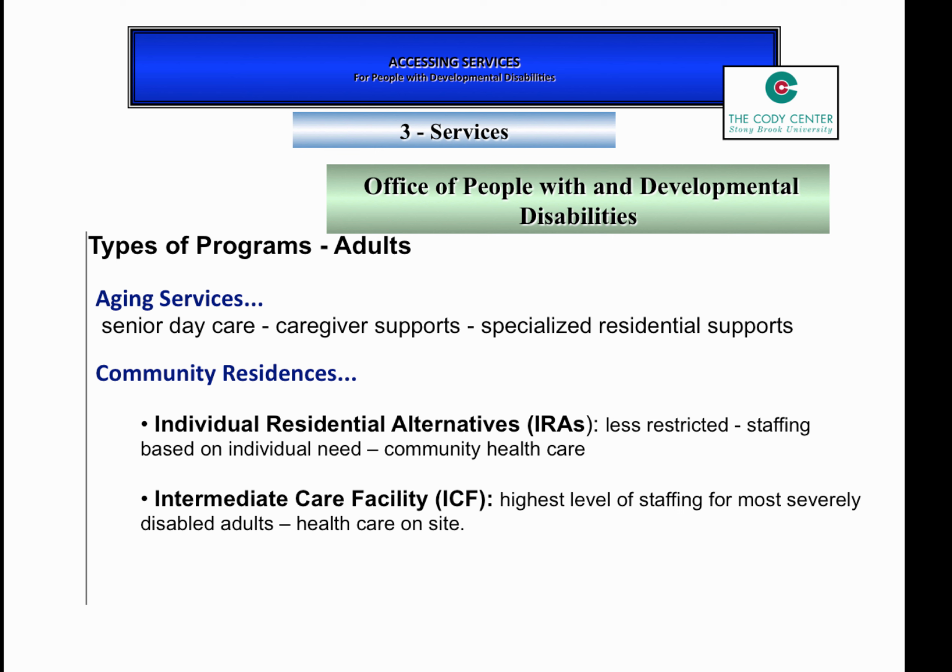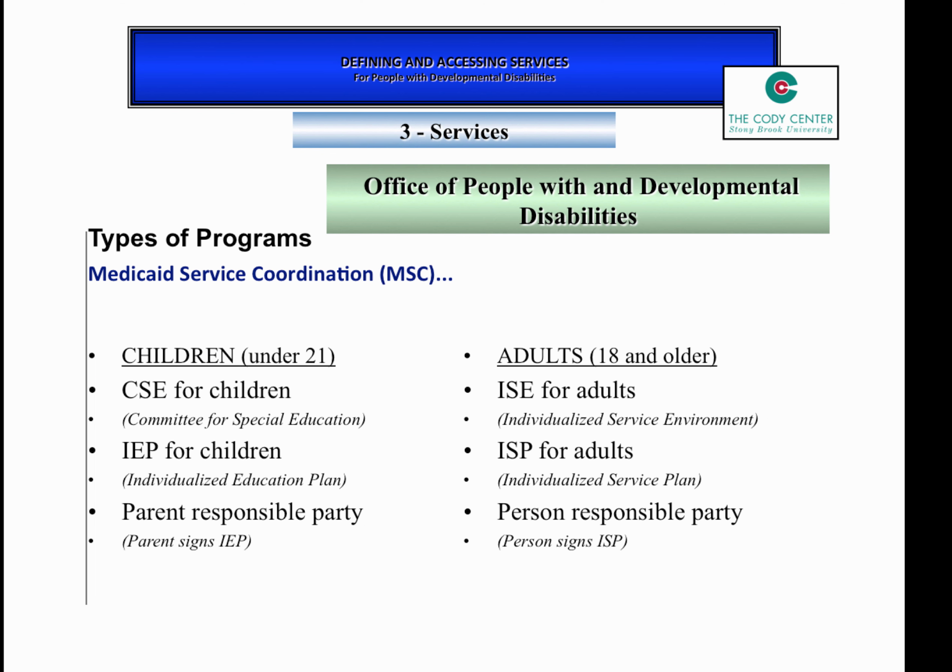There are individual residence alternatives, or IRAs. They're less restricted. They're staffed based on individual need. They provide community health care. And then there's intermediate care facilities, or ICFs. These are the highest level of staffing for the individuals with the most severe disabilities, and there's health care on site. So those are a couple alternatives available. We're finding that there's more and more need for community residences for people with developmental disabilities, and so there's more flexibility that's beginning to be available for those types of residences in the community, but it's hard to cobble together the funding for that.